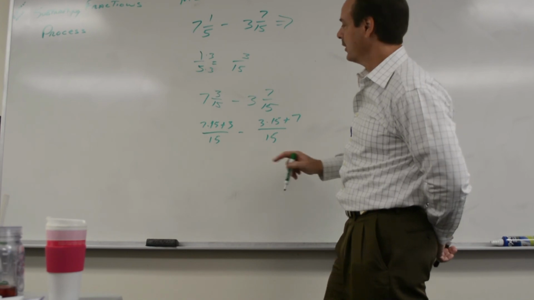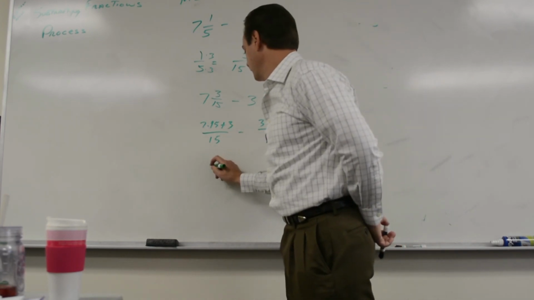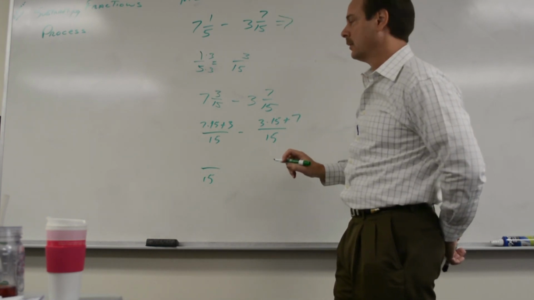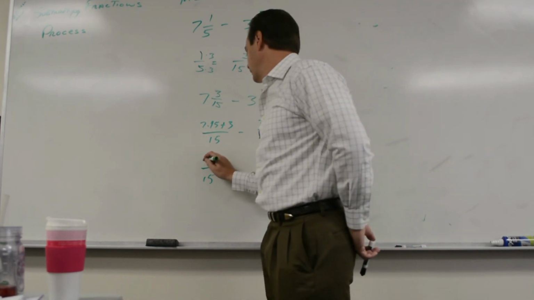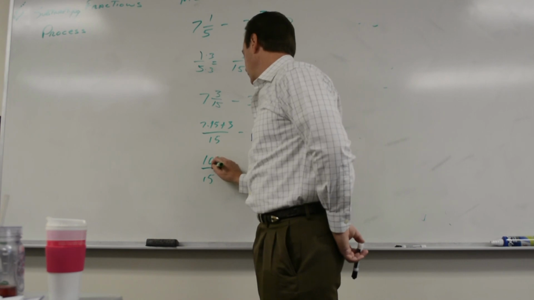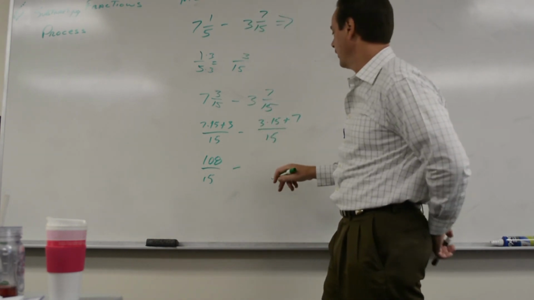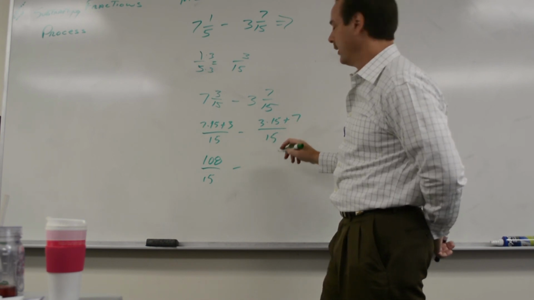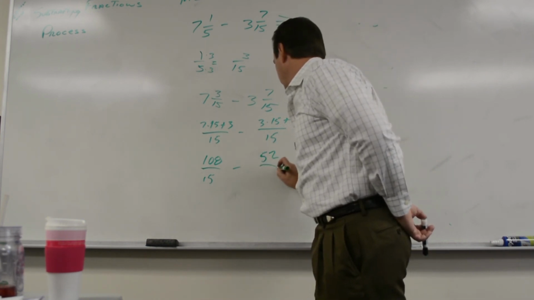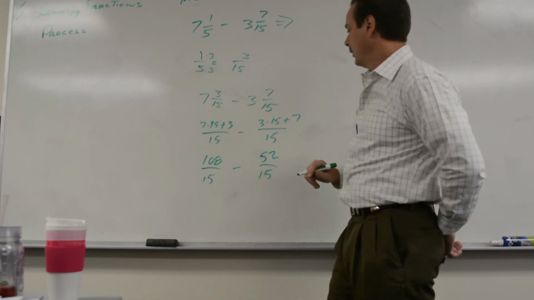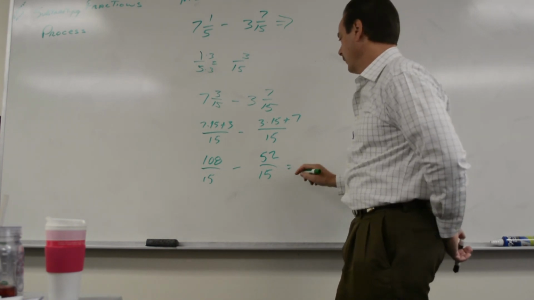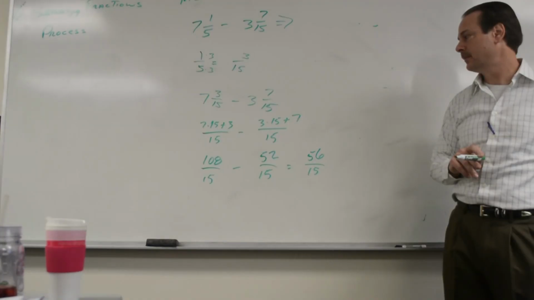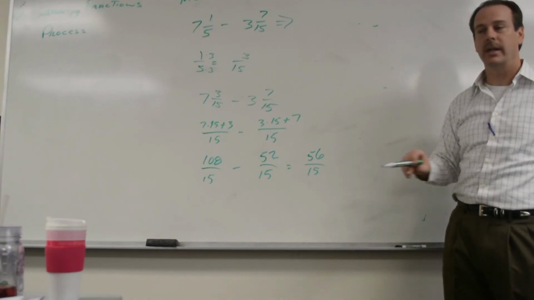Let's finish it. All right, 7 times 15 is 105, plus 3 is 108. 108, minus 3 times 15 is 45, plus 7 is 52. And we subtract this away, what are we going to get? 56 over 15. Well, you can't reduce it unless you change it. Yeah, you can't reduce it.